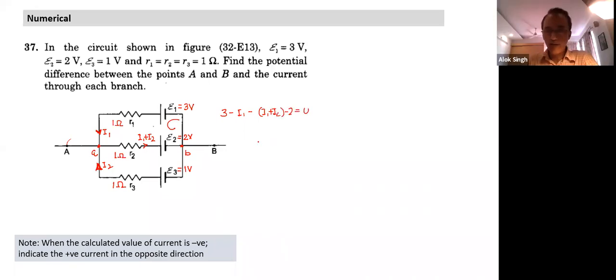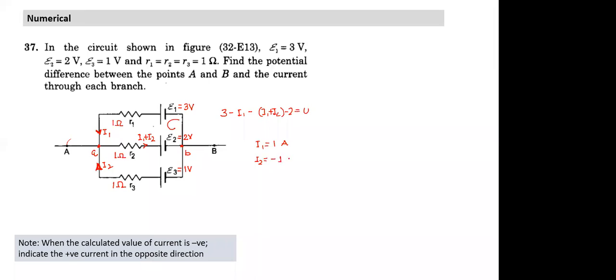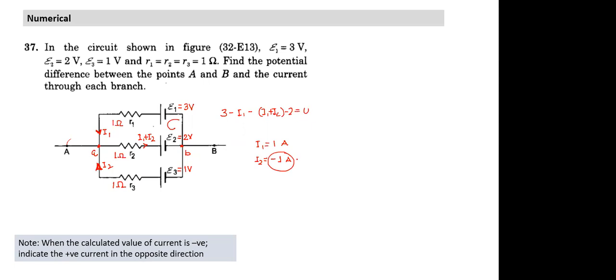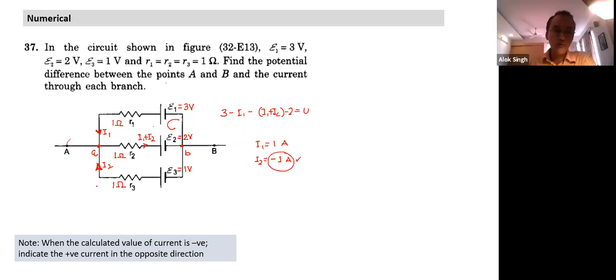So basically you can easily calculate I1 is equal to 1. And what is the value of I2 we get here? Minus 1. So whenever we get a negative value, what should we do? What does a negative value imply? A negative current is in the opposite direction. So basically I can remove this I2 and replace it with 1 ampere in the other direction. Some of you may get a little confused about what happens.